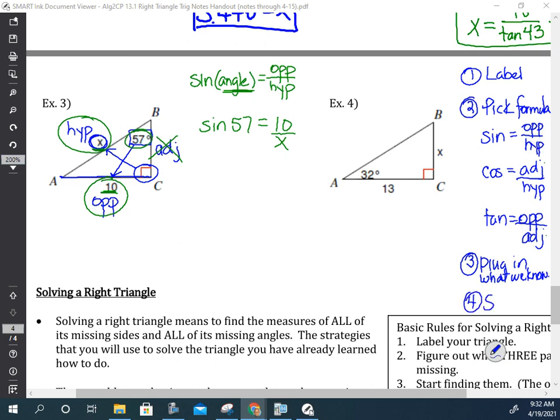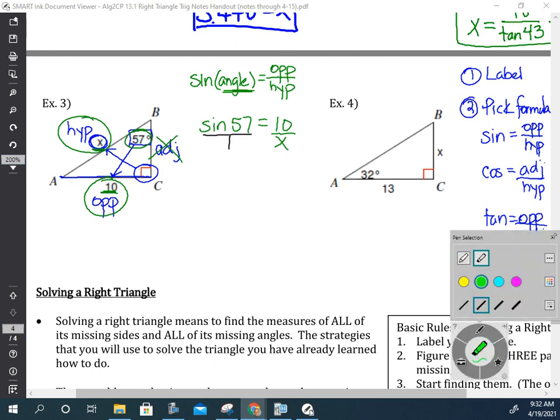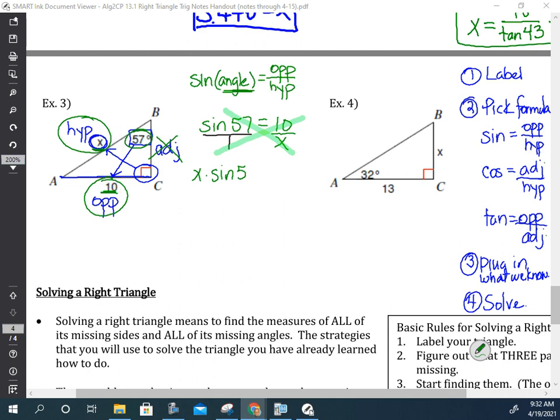Step 4 is to solve. We solve by cross multiplying. Take sine of 57 and put it over 1. Then we cross multiply. We have x times the sine of 57, and 1 times 10.